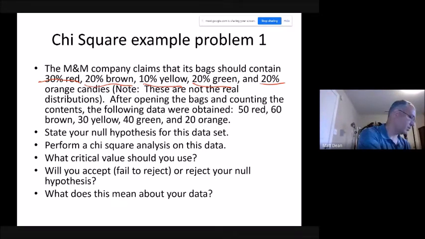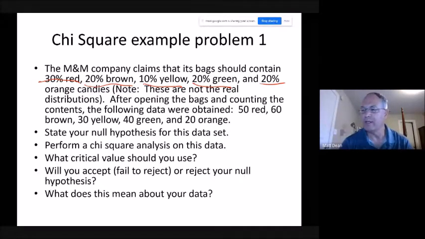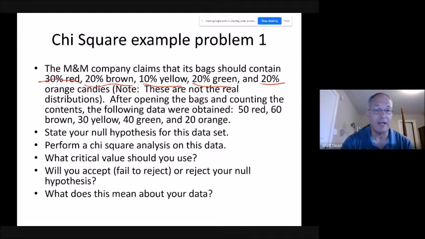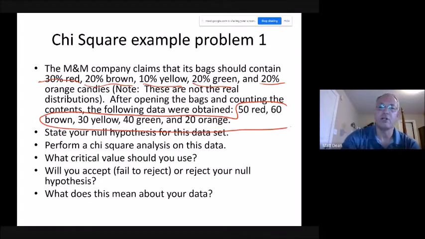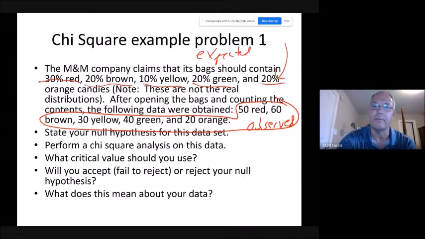So then what your teacher would do in this lab scenario is give you some M&Ms and you would open them up and essentially count them. Remember, chi-square is for comparing count type data. So we open up a bag and we count 50 red, 60 brown, 30 yellow, 40 green, 20 orange. These are our observed data. This is what we got when we actually did the experiment, or in this case, just simply counted the M&Ms. And then we can use these percentages up here to calculate our expected values. We'll look at that in a minute.